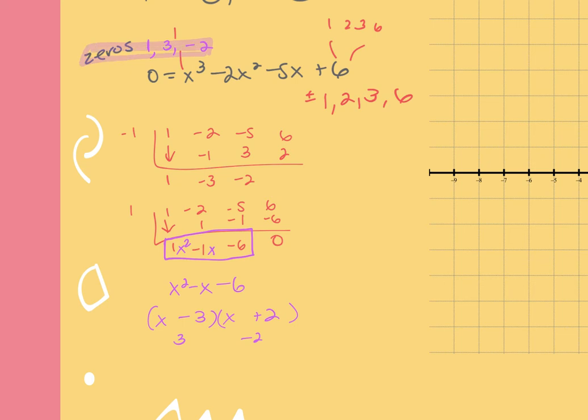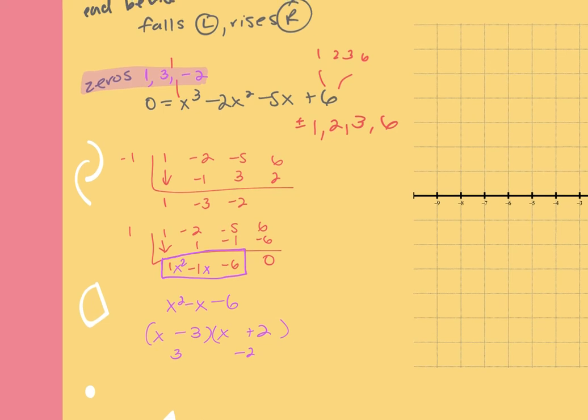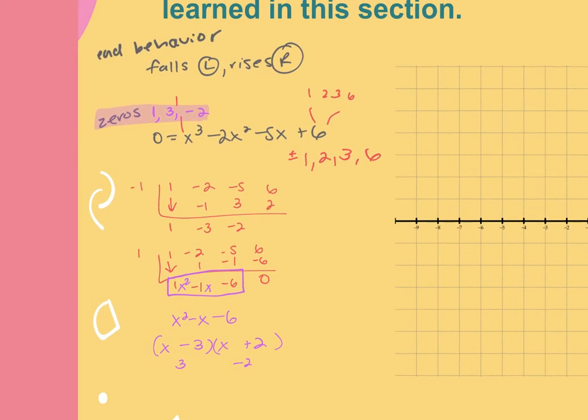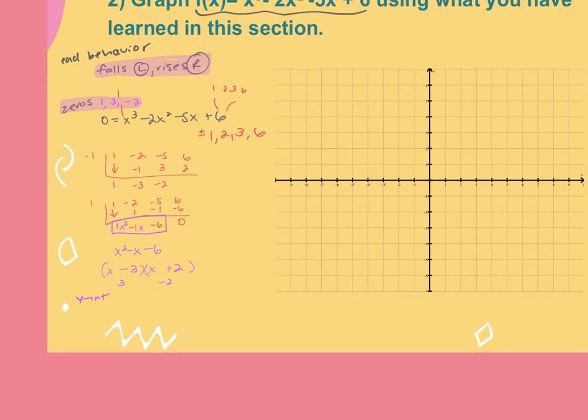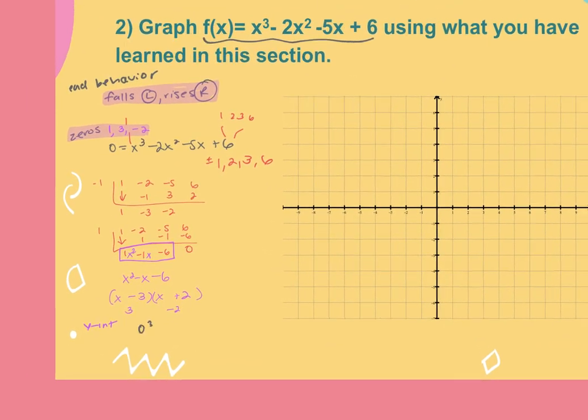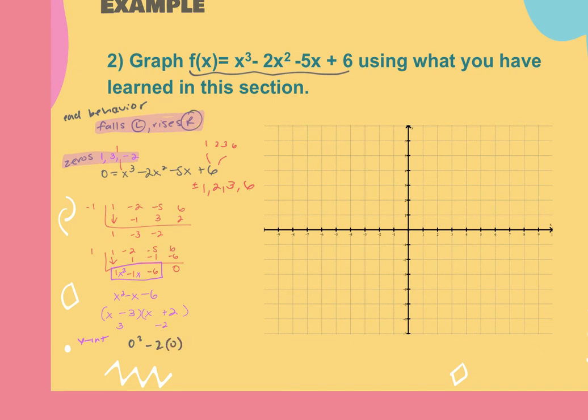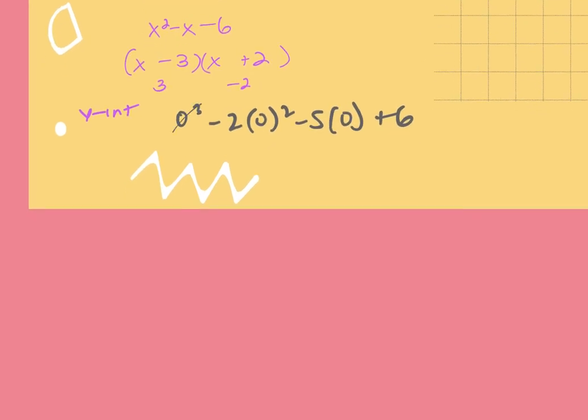Do any of them repeat? No, so the multiplicity of each is 1, which means it's going to cross through each point. So far I have those things. What am I going to find next? The y-intercept. So I plug 0 in for x. I get 0 to the third minus 2, 0 squared minus 5 times 0 plus 6. And all the terms with the x's cancel out, and I'm just left with 6.